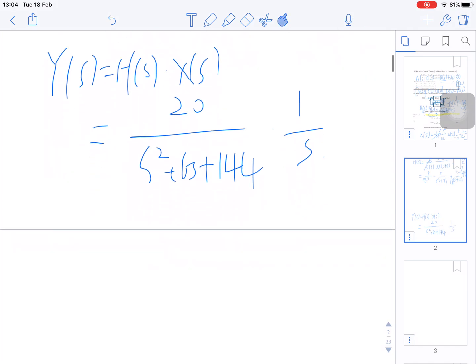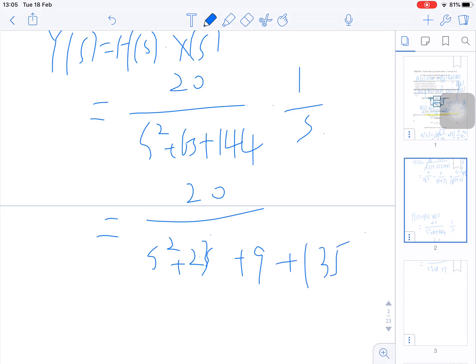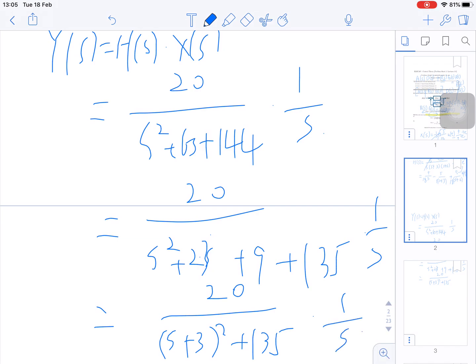In this case, we firstly need to complete the square. What we need is s squared plus 2 times 3 times s plus 9 plus 135, then s plus 3 squared plus 135, 20 and times 1 divided by s.